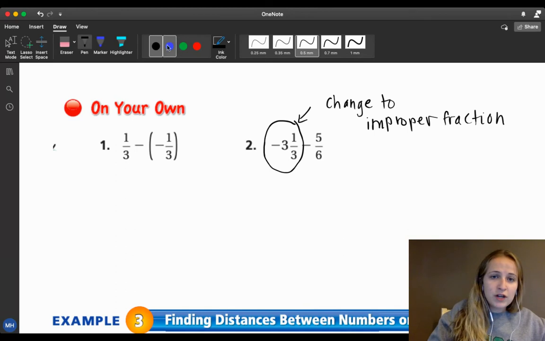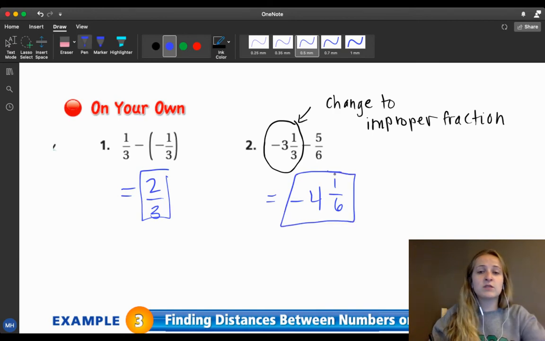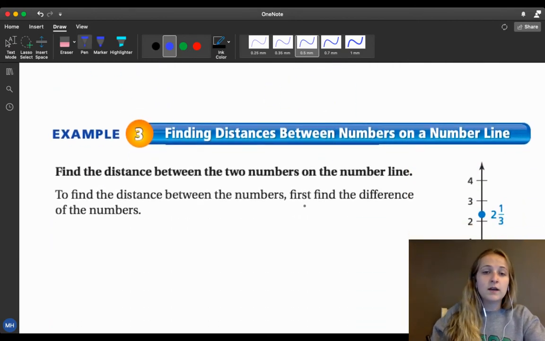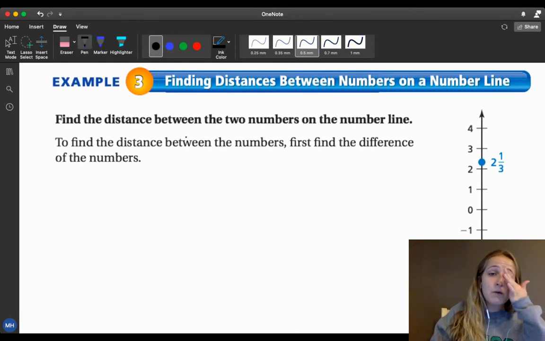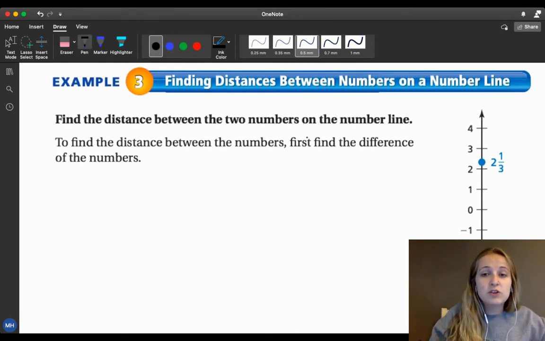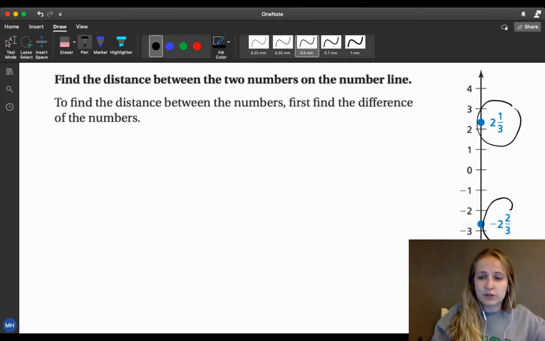Okay, so you should have gotten, for your answers, 2/3 for number 1, and you should have gotten negative 4 1/6 for number 2. So those are the answers for the on your own. Okay, example 3, on to the last example. It wants us to find the distance between the 2 numbers on the number line. These are the 2 numbers to the right, 2 1/3 and negative 2 2/3.